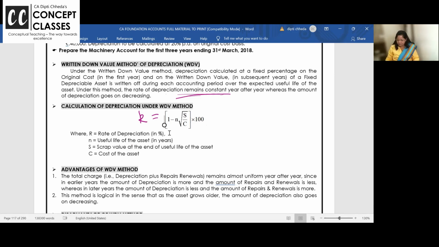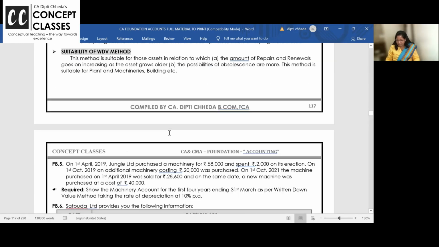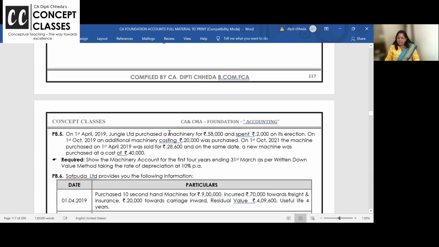ठीक है? चलो. Advantage, disadvantage बाद में देखेंगे. Let us solve a single question. Very simple one. First, WDV method में whatever is the opening value, on that we will charge the depreciation. Okay, and we can make the depreciation account also.